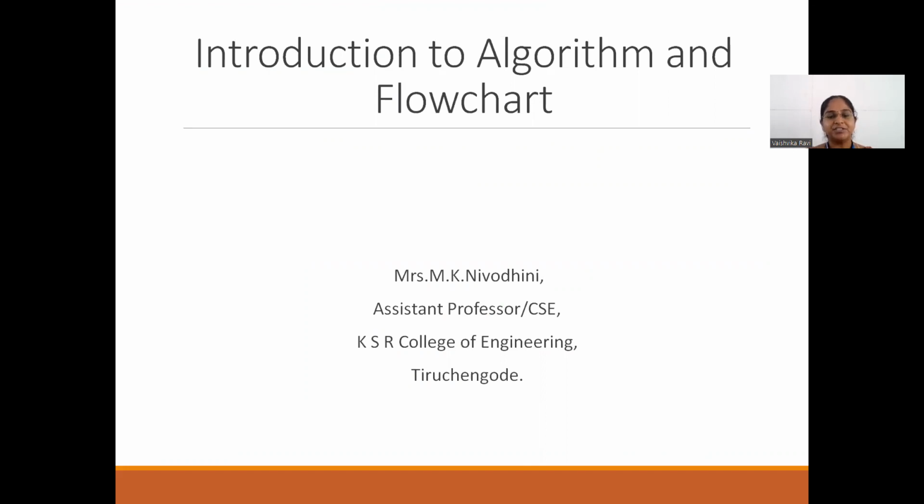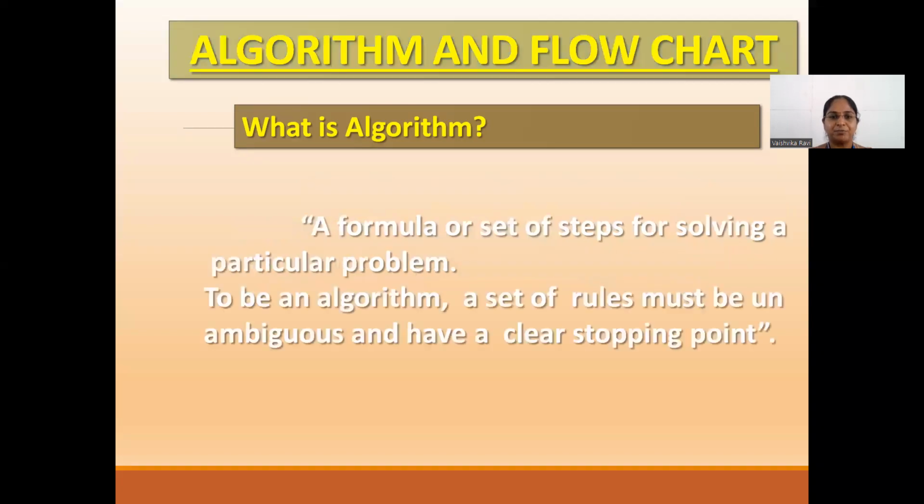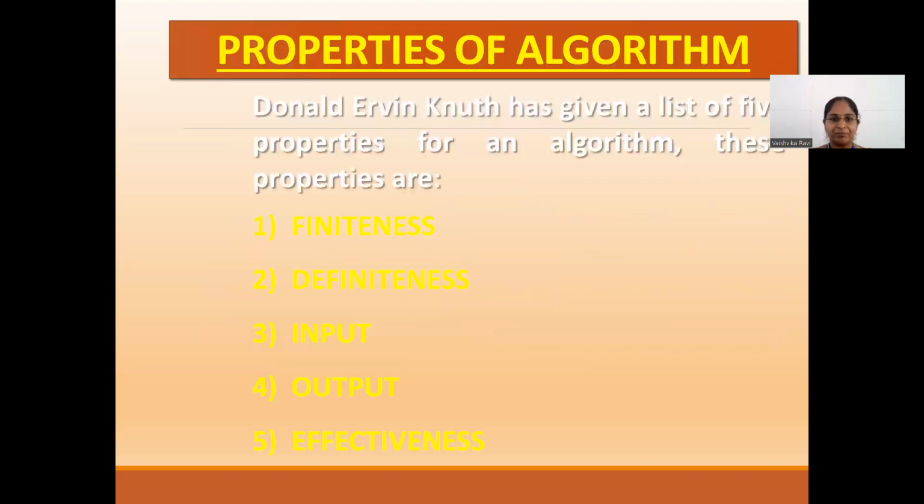In today's class, we will see about Introduction to Algorithm and Flowchart. First, let us see what an algorithm is. Definition of algorithm: it is a sequence of activities to be processed for getting the desired output from a given input. It can also be defined as a formula or a set of steps for solving a particular problem. It is a set of rules that must be unambiguous and have a clear stopping point.